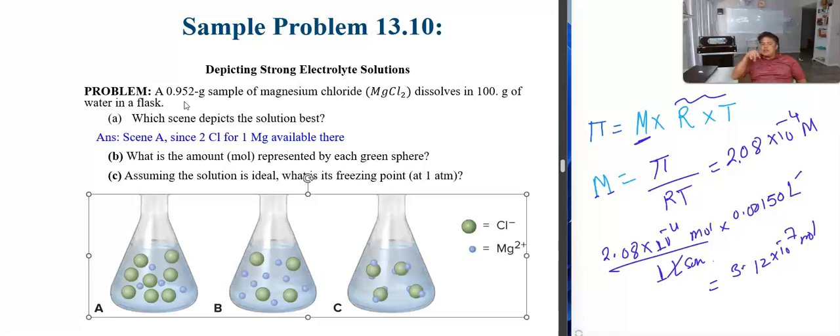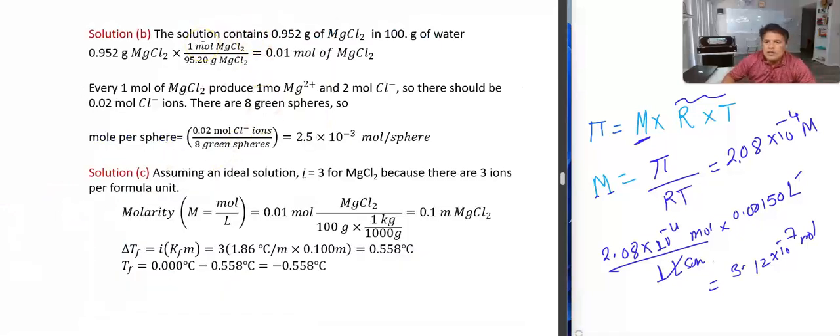First of all, there are 3 scenes. You can label the solutions A, B, C, and then what is the amount in moles represented by each green sphere? So that's also easy. Assuming the solution is ideal, what is the freezing point? So okay, now let's see here. Solution B contains this much gram of MgCl2 in 100 gram of water. That's why this is your mole, right?